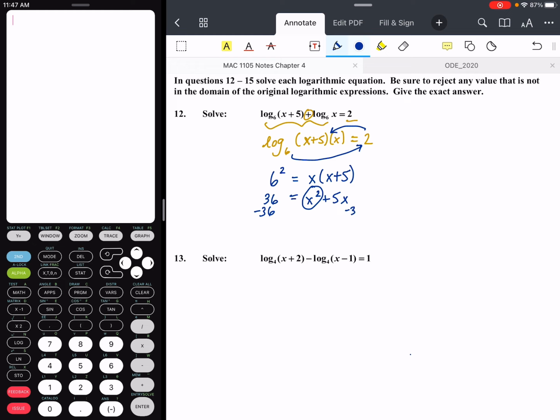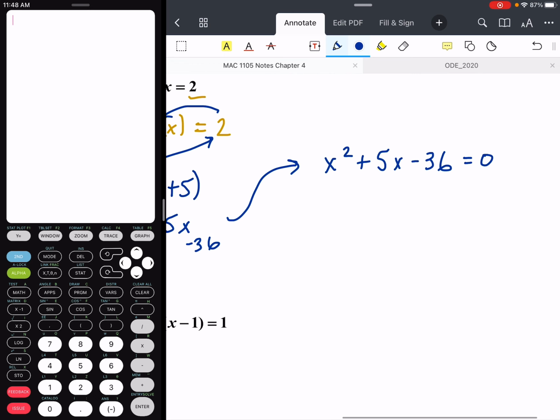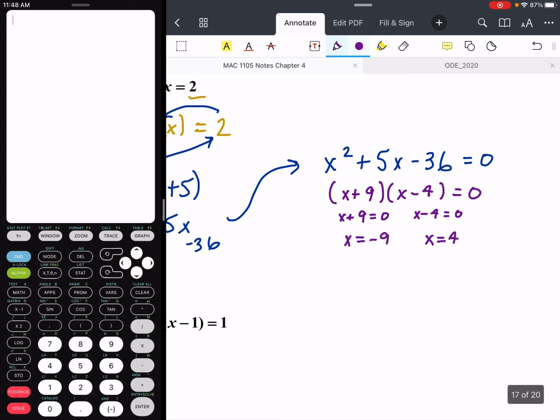So let's go ahead and set the left side equal to 0. And then just rearranging, I'm going to write the left side as x squared plus 5x minus 36 equals our right side, 0. Usually it's easiest to factor if we can. So (x + 9) times (x - 4) equals 0. Set each factor equal to 0, and we get 2 proposed solutions, x equals -9 or x equals +4.